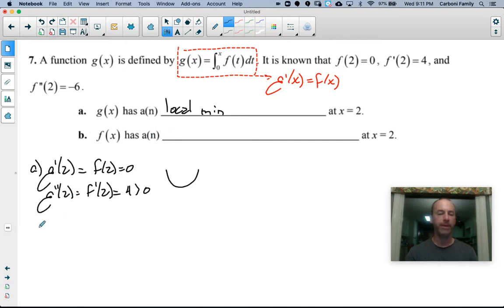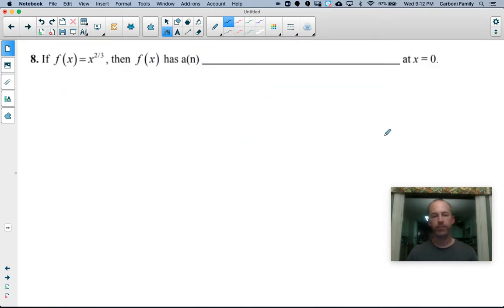And for part B, we can say fairly quickly that f has none of these at x equals 2 because f prime of 2, which is explicitly given to you, is 4, which is not equal to 0. For something to even consider being a max or a min, it has to be either an endpoint for absolute extrema or the derivative must be 0. And we don't have either of those cases for f at x equals 2. And so that brings us finally to number 8.